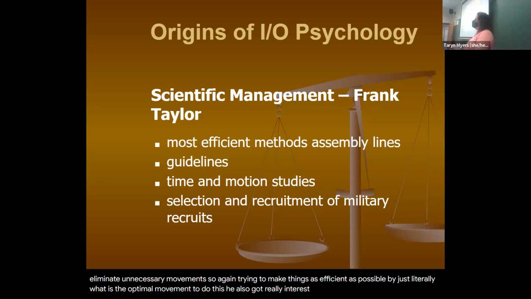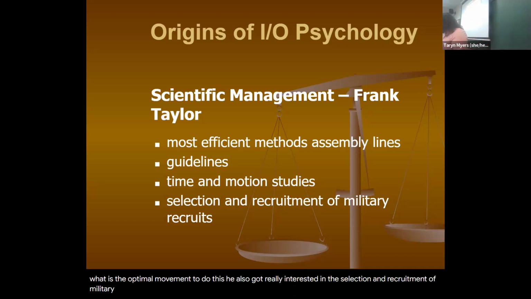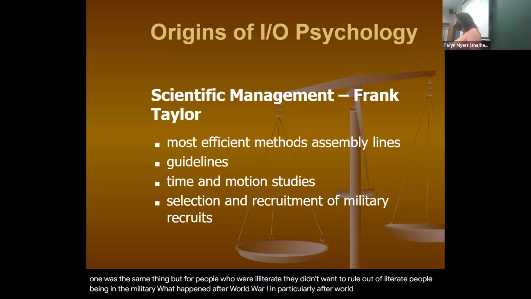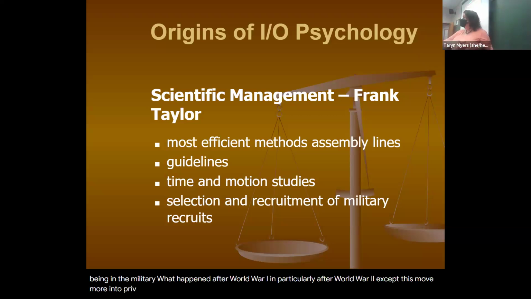He also got really interested in the selection and recruitment of military recruits. This got really popular in World War I, and this is also sort of how assessment started really being a part of psychology. They developed these tests in World War I to select folks to be in the Army. They were the Army Alpha and the Army Beta. One was a standard test, and the other was the same thing, but for people who were illiterate. They didn't want to rule out illiterate people being in the military. And then what happened after World War I, and particularly after World War II, is that this moved more into private industry.